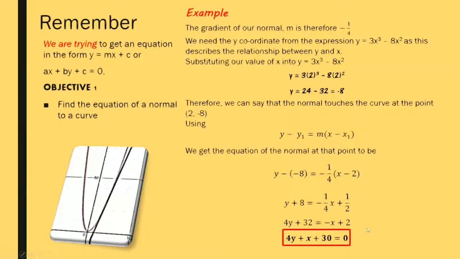Okay, so very similar to the last example that we had where we found the equation of the tangent. In this one, we're finding the equation of the normal with that one extra step where we multiply the two gradients together to give us minus 1, and then we do it just as before.